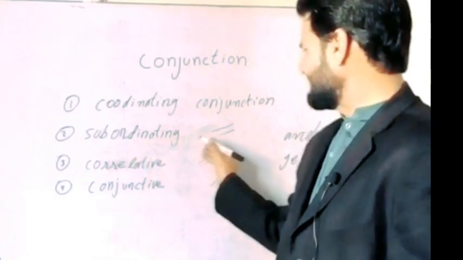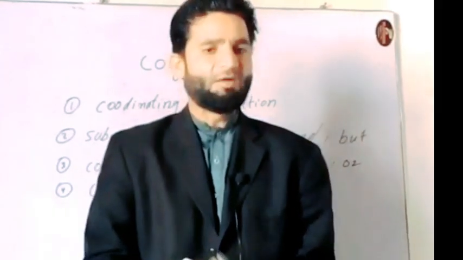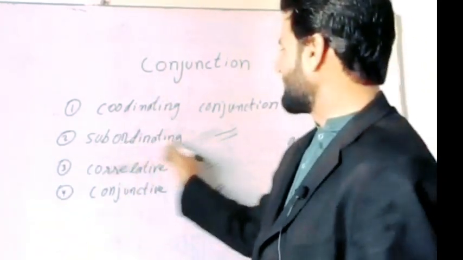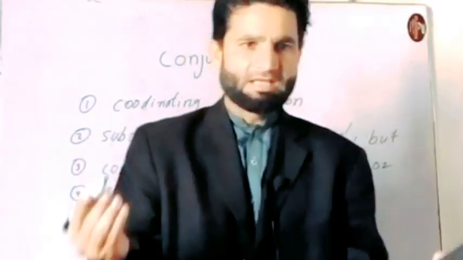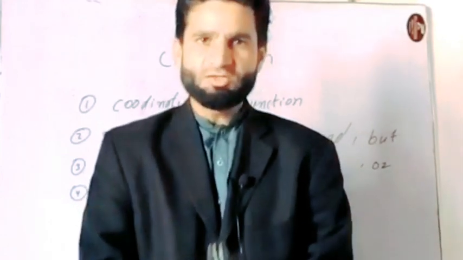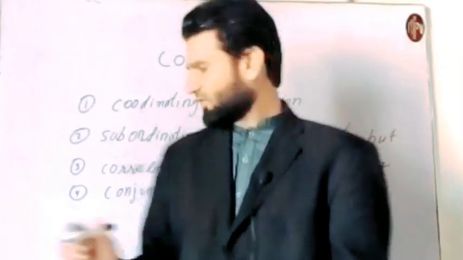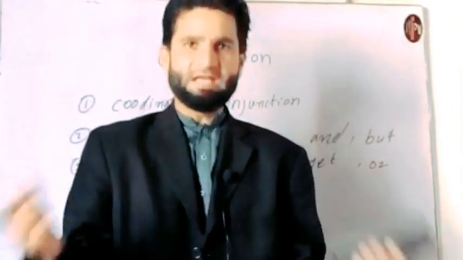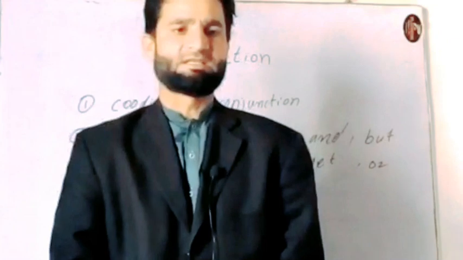Number 2, subordinating conjunctions. Because, after, although, if are the examples of subordinating conjunctions. Number 3, correlative conjunctions. Either or, neither nor, not only but also are the examples of correlative conjunctions. Number 4, conjunctive conjunctions. However, therefore, in addition are the examples of conjunctive conjunctions.